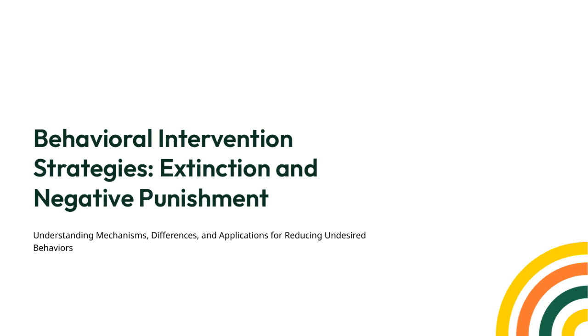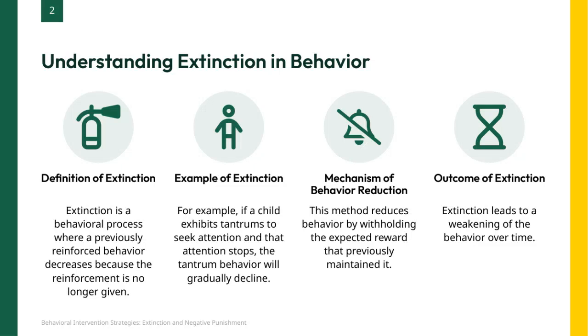We'll dive into how these methods work, what sets them apart, and how they can be effectively applied to reduce undesired behaviors. I'm excited to share this important information with you. So let's get started. Extinction in behavior refers to the process where a behavior that was previously reinforced starts to decrease because the reinforcement is no longer provided.